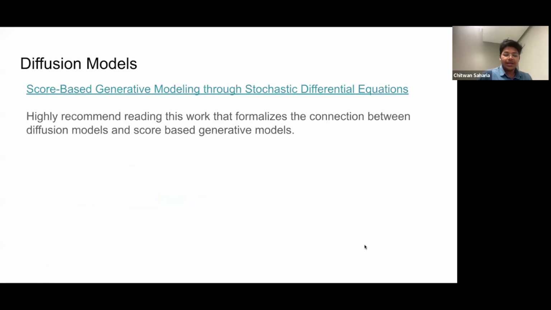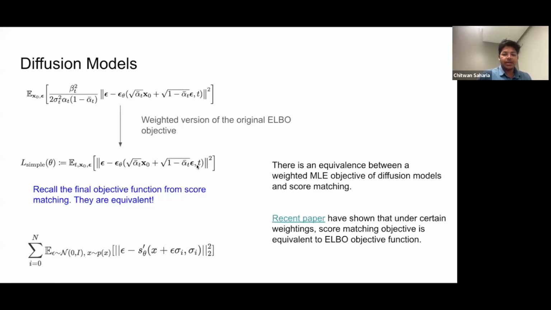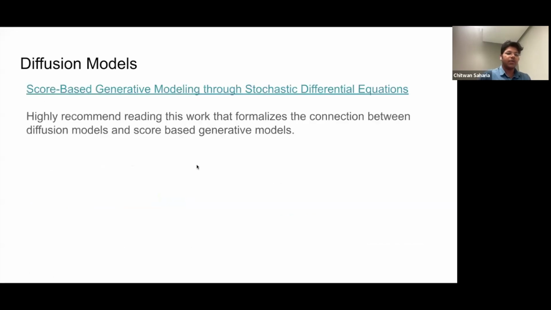Another paper I would highly recommend reading is this work, which formalizes the connection between diffusion models and score-based generative models. So far, we've been talking about very discrete steps. Our sigma i's were discrete, our time steps were discrete, but there's no reason for this entire thing to be discrete. So they formulate this entire thing as an SDE, and the sampling can also be considered as a continuous process, and anything that we do is basically a discrete approximation to that. So this very cleanly summarizes the relation between these two classes of models as well.